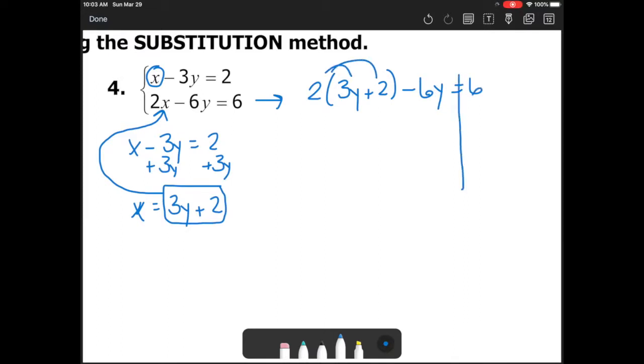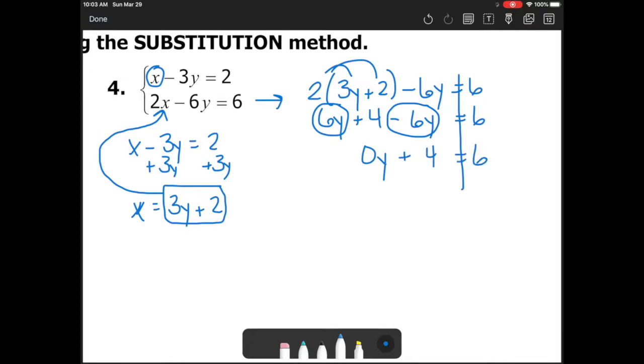Solve it. 6y plus 4 minus 6y equals 6. I have 6y minus 6y. Oh, that's 0y. Plus 4 equals 6. Minus 4, minus 4. Interesting. We can't divide by 0. Let's see, did I make a math error someplace? I'm going to check this.